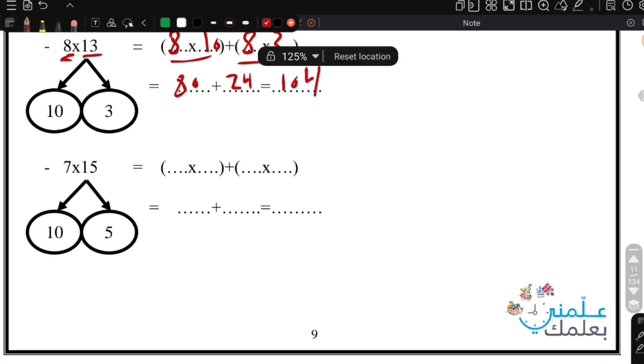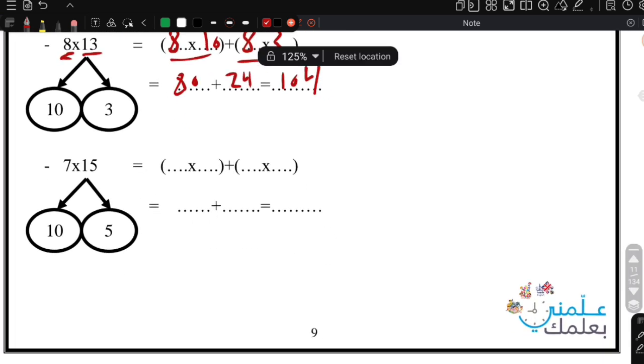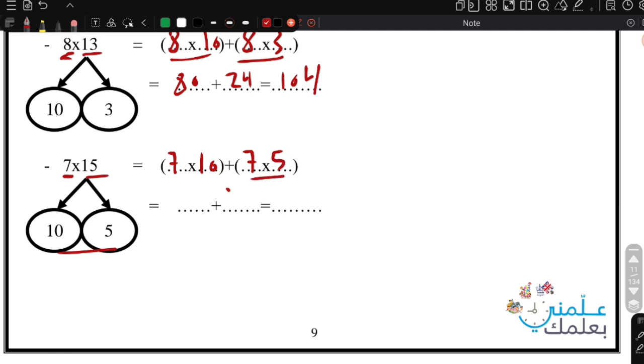Okay, let's see the third one. 7 times 15. Okay, he lets 7 stay the same, and splits 15 into two numbers, 10 and 5. So I have 10 and what? And 5. 7 times 5, 35. And 7 times 10 will be what? Will be 70. So the result of addition will be 105.